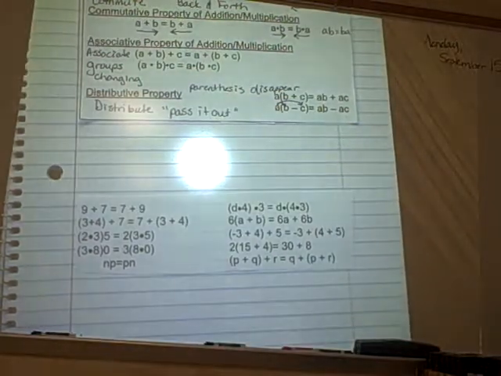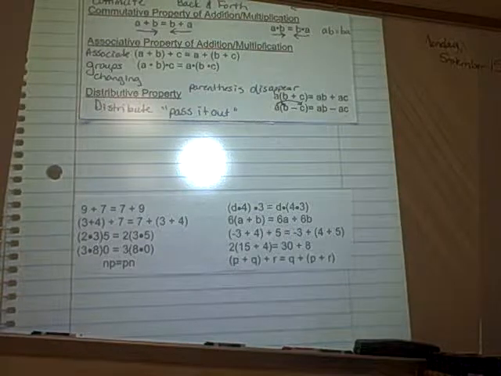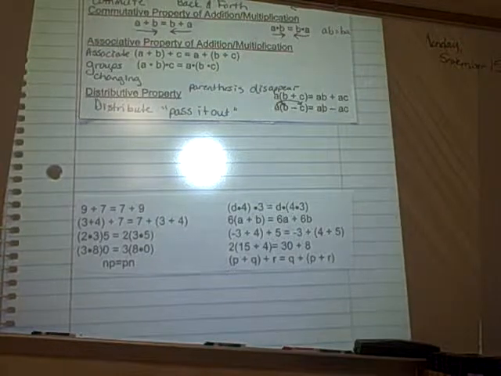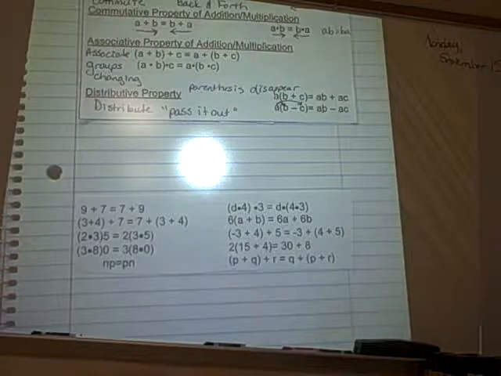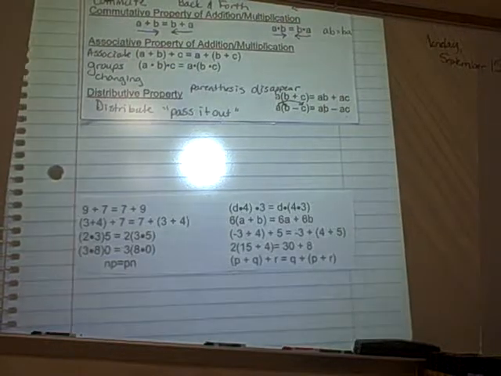A is like the candy getting passed out to the class. The class is what's inside the parentheses. So A goes to the first thing, A goes to the second thing. If there were 3 things in there, A would go to the third thing. If there's 10 things in there, A goes to every single thing that's inside the parentheses.